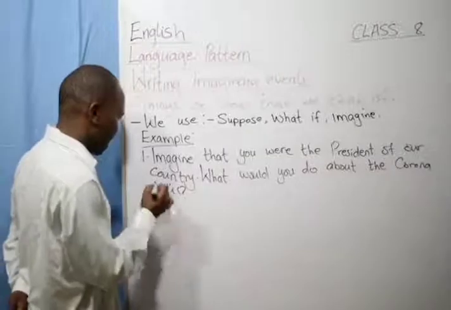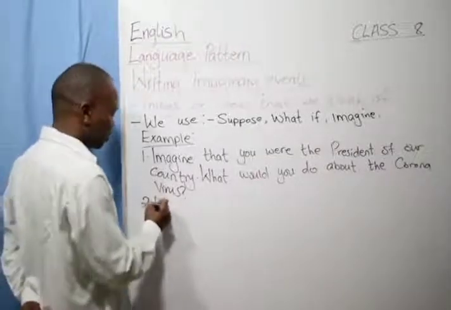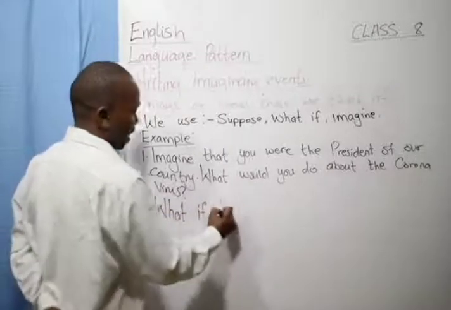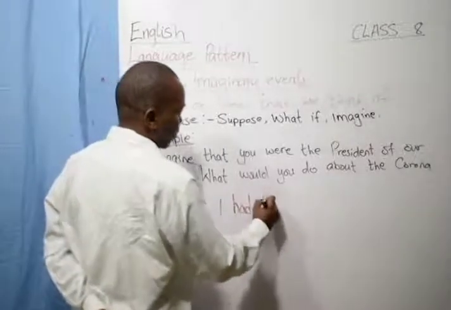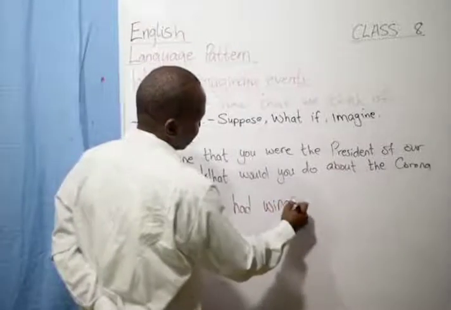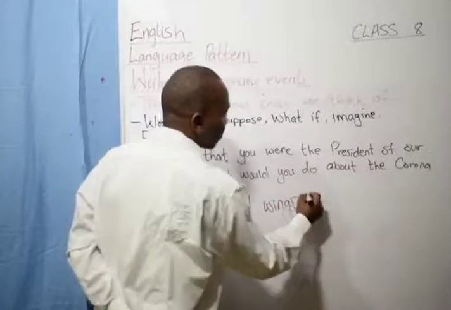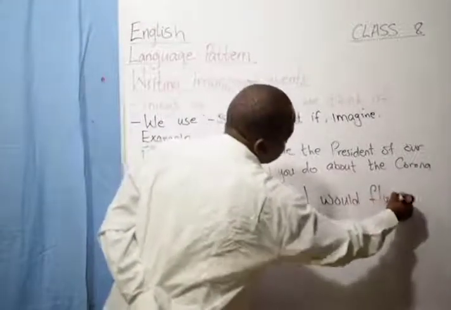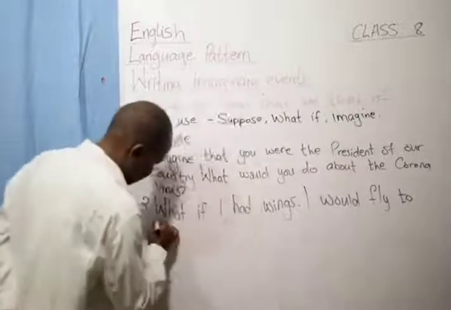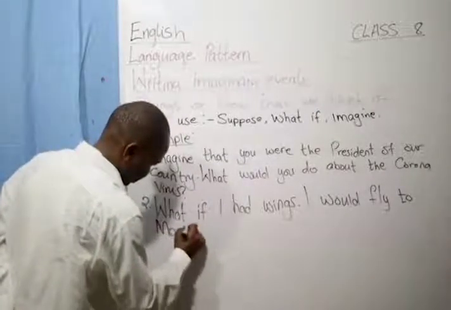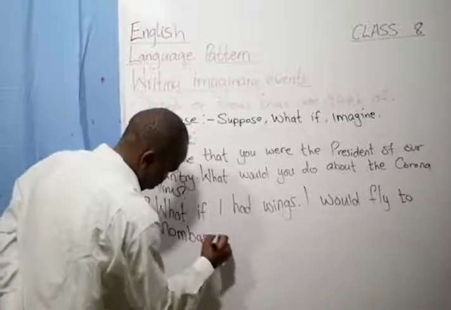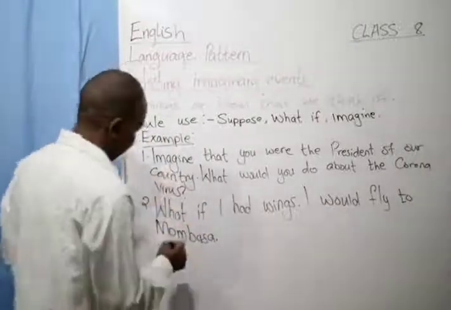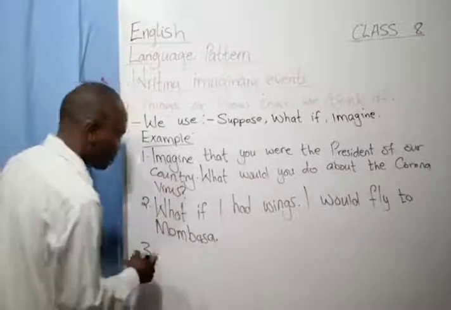I have another sentence. What if I had wings? I would fly to Mombasa. What if I had wings? I would fly to Mombasa.